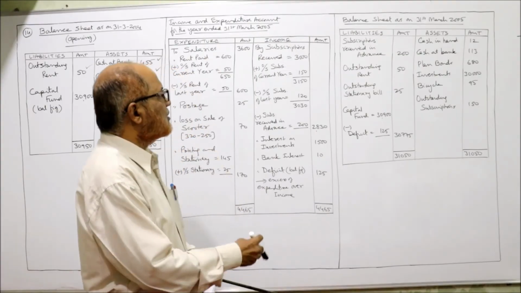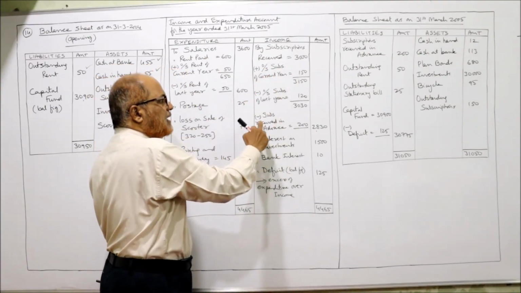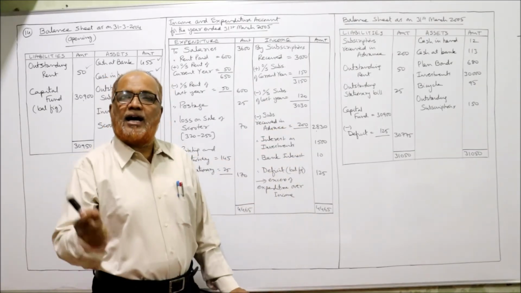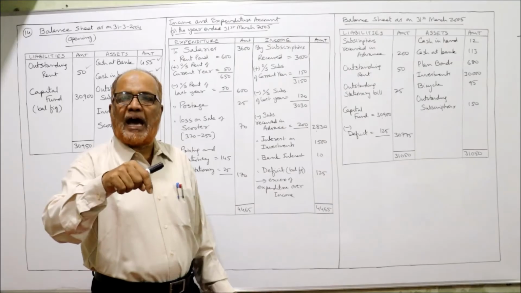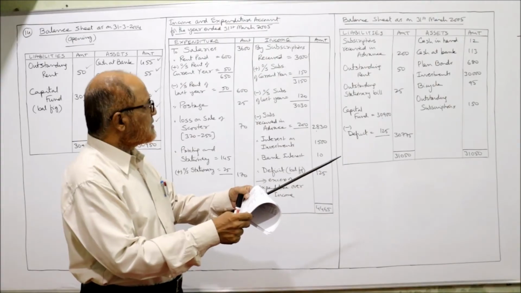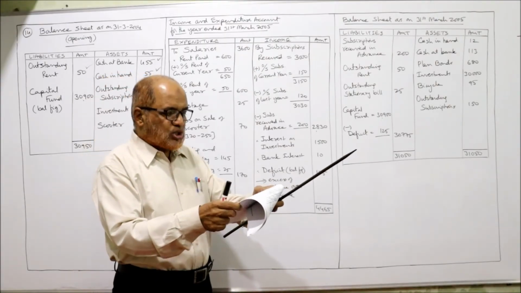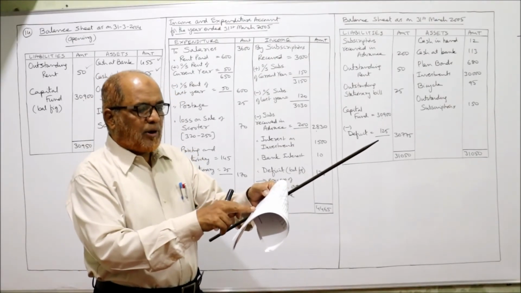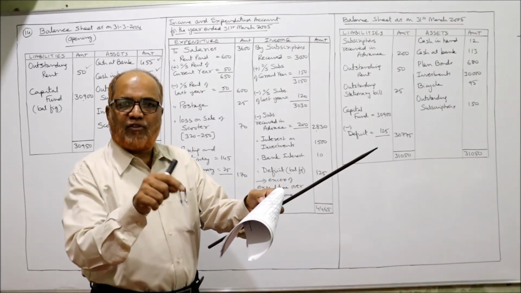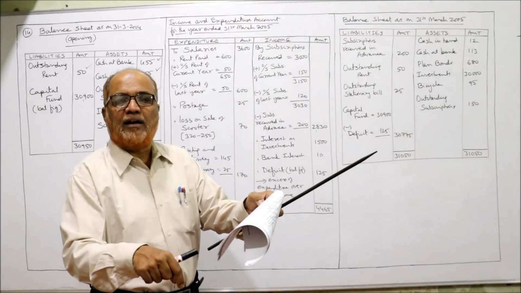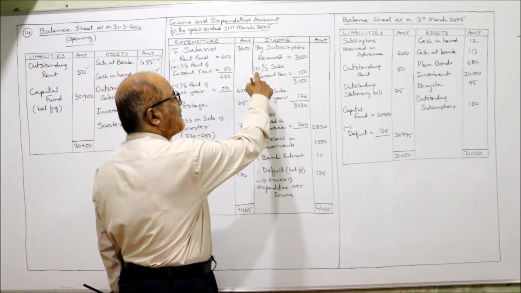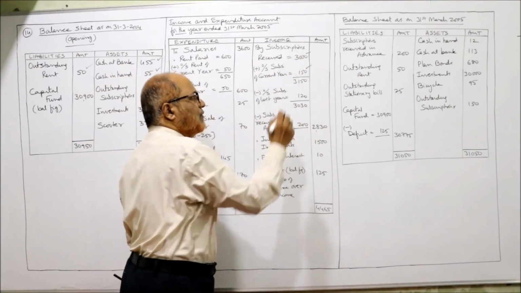So from 3,000 subscription, deduct subscription received in advance 200. Current year outstanding subscription will be added, last year outstanding subscription will be deducted. But here in this case, you can see current year outstanding subscription, how much? Subscription of rupees 150 of the current year are still to be collected. Outstanding of current year 150. So add 150.